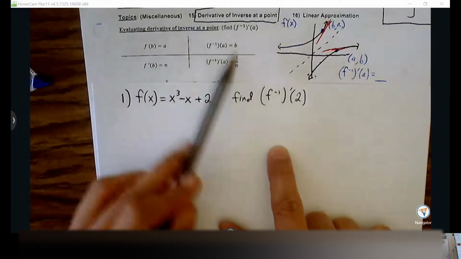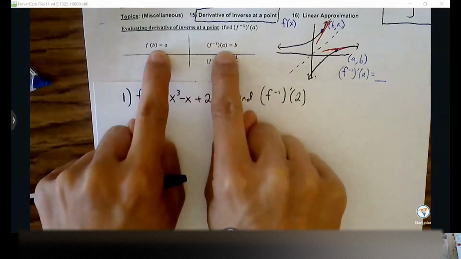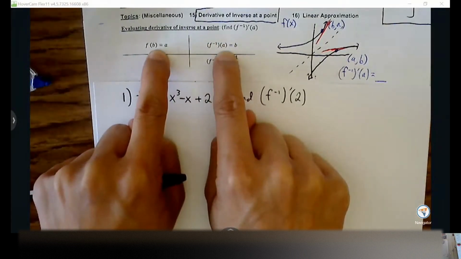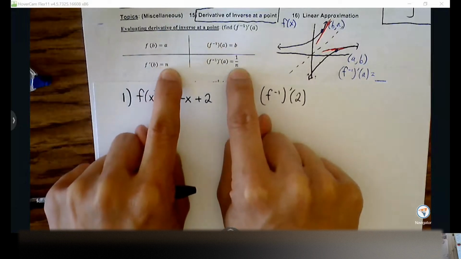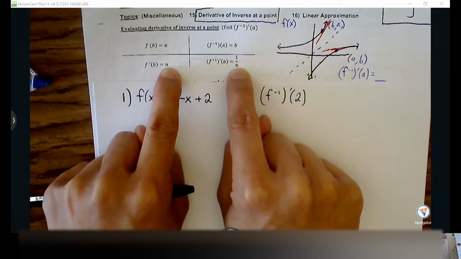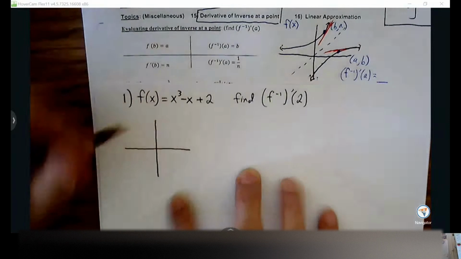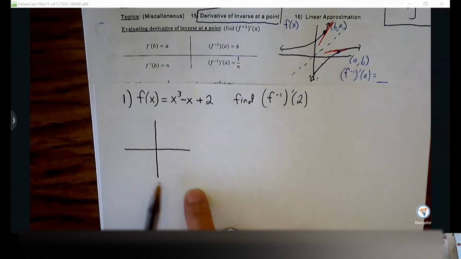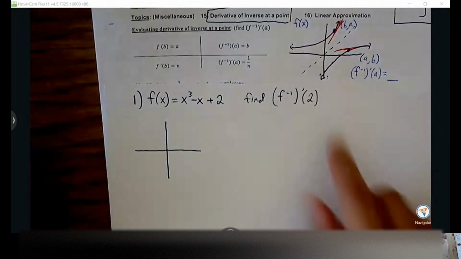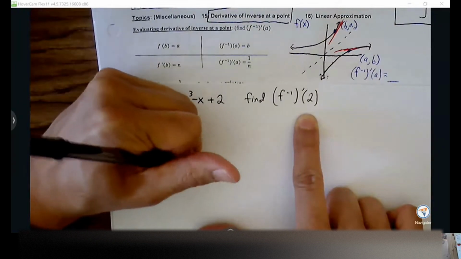So I like to create this chart. This chart, basically, the first row gives me the relationship between the ordered pairs, between the function and the inverse. And the second row is going to show that relationship in terms of the slope at their corresponding points. So basically what we're going to do is start here, gather information, and work our way around this chart. And by the time we come back around, we're going to have enough information to finish off what we're looking for. So I'm trying to find f inverse prime at 2.